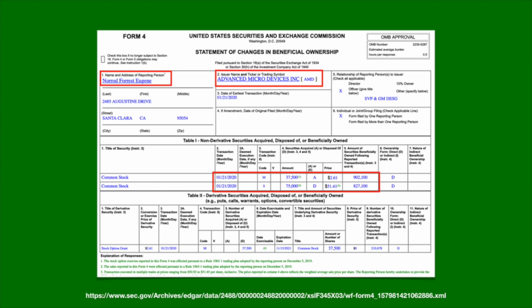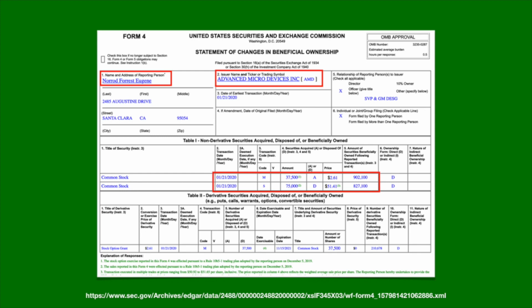In these red boxes you can see, first of all, the insider's name, second of all, the name of the company and the ticker that they're reporting for, of which they're an insider, and then the final red box, you can see the transaction date, you can see the transaction code. In this case, an M is an exercise of stock options and an S is a sale of stock options.